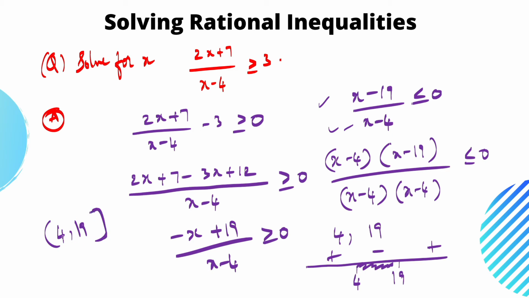So why did I include 19 and exclude 4? Because if we include 4 and substitute it here, 4 minus 4 is equal to 0, so 19 by 0 is undefined. Whereas if we substitute 19 in the first case, it will be 0, and it also satisfies the equation. That is why we shouldn't include 4, and we should include 19. Let us move on to the next question.